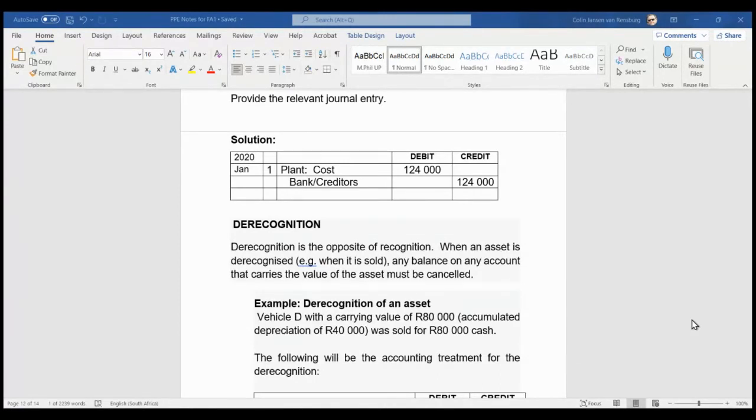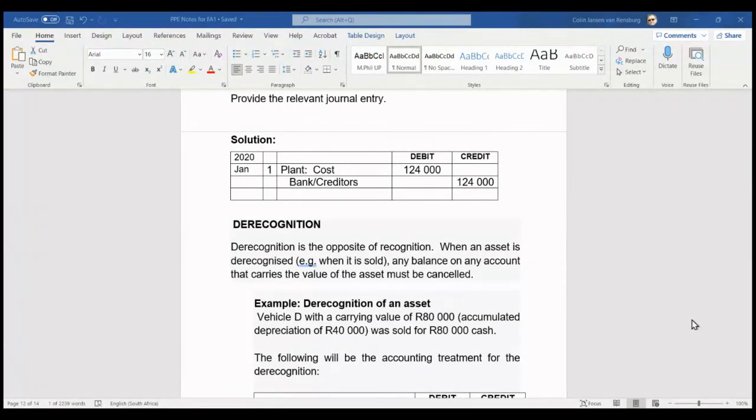Now, when it comes to derecognition, it is exactly the opposite of recognition. So in the case of derecognition, we now have to get rid of all balances relating to that particular asset that we are going to dispose of. Let me just see the question there.